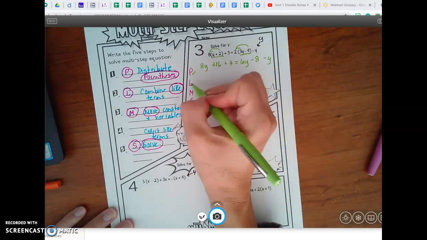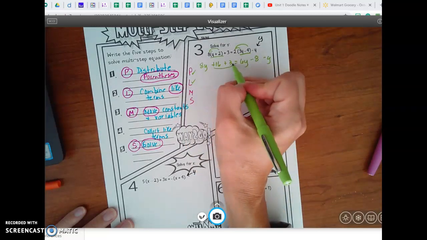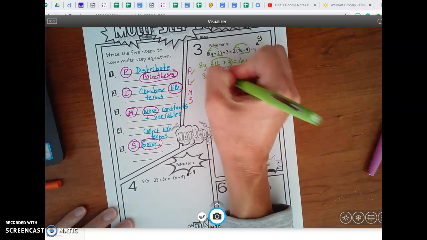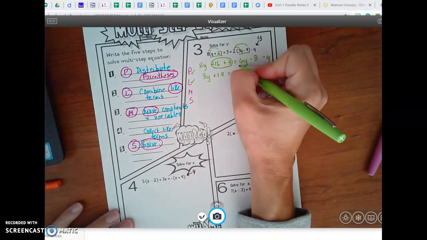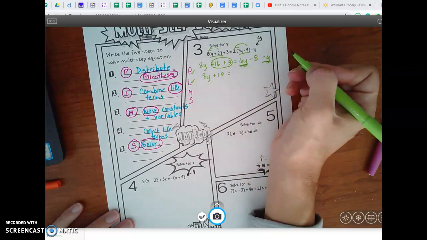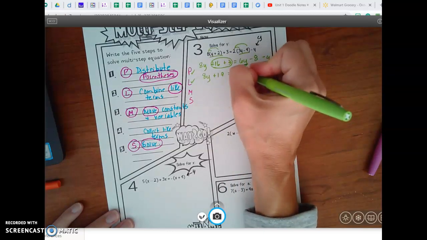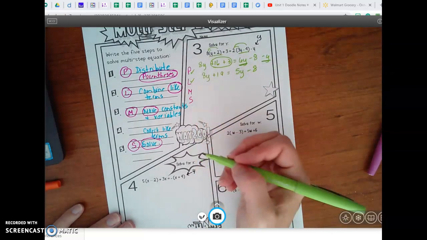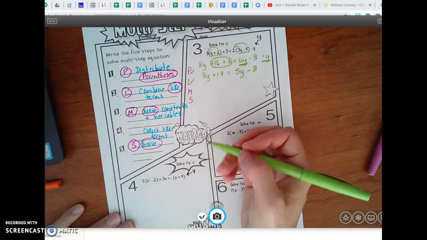Okay, so I did the P, and then the like terms I have to combine is I have a 16 and a 3. So that gives me 8y plus 19. And over here, I have 6y, and I have minus 1y. So that becomes 5y minus 8. If you want to write PLMS down while you're doing this to help you remember, that's perfectly fine.